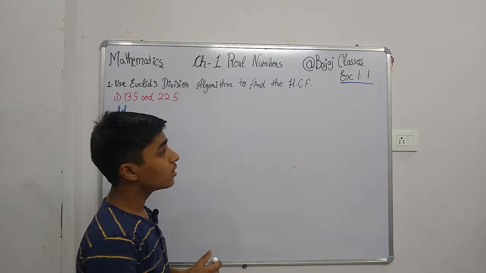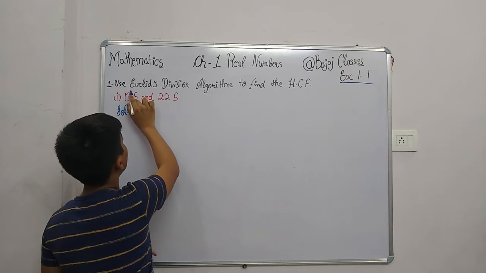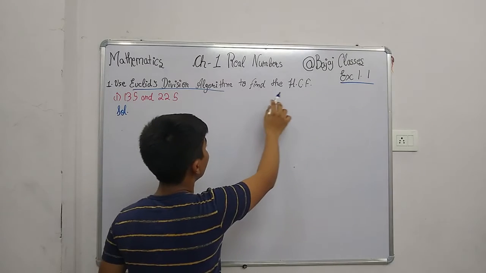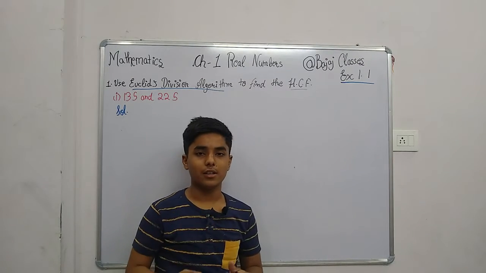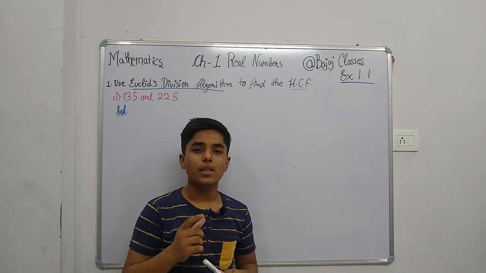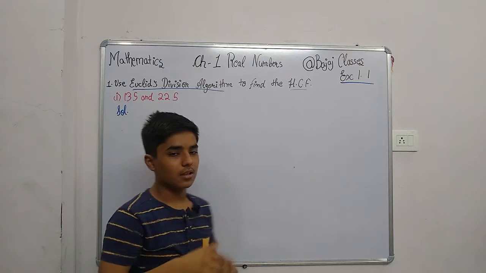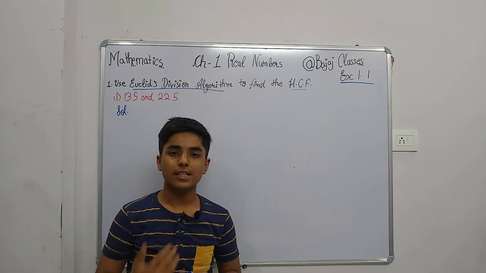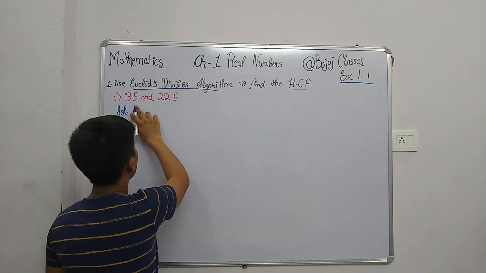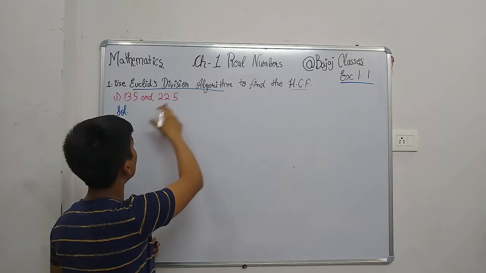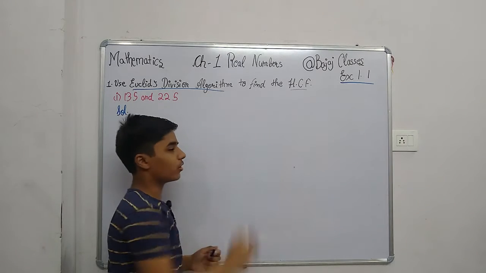So our first question of exercise 1.1 is: use Euclid division algorithm to find the HCF. Of which numbers do you have to find the HCF? In this NCERT book, there are three parts of this question. The first part is this, and the others we will also do. We will complete exercise 1.1. So the first part of this question is to find the HCF of 135 and 225 using Euclid's division algorithm.